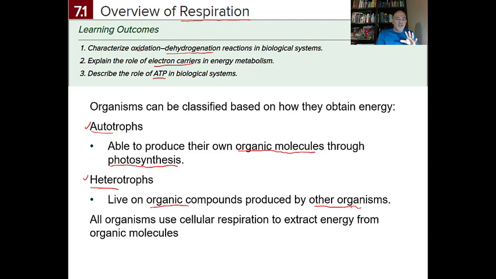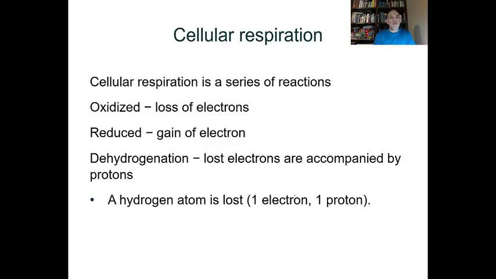But all organisms, whether you're an autotroph or heterotroph, are going to use cellular respiration, which we might define as the processes that are used to extract energy from those organic compounds. The organic compounds can be glucose, for example. So cellular respiration generally is going to be a series of reactions, and these reactions involve both oxidation and reduction.